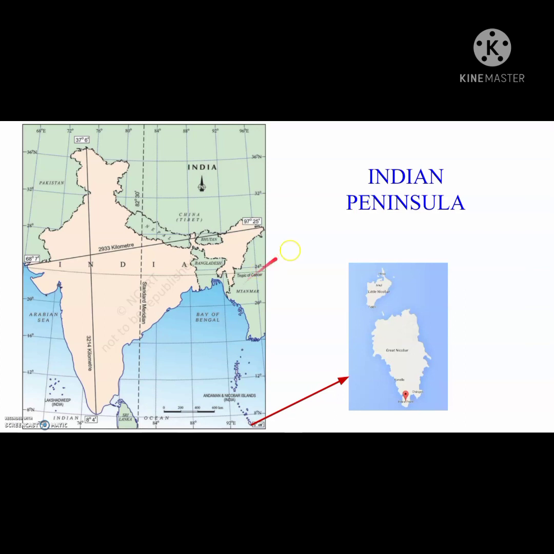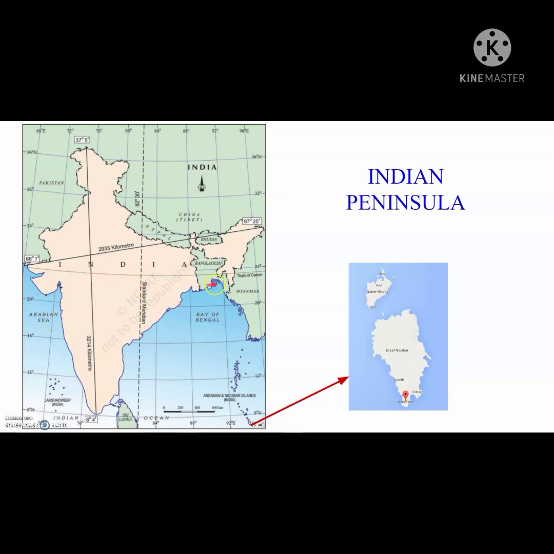Why do we often use the term Indian Peninsula? India is surrounded by water on three sides and land on one side, so it is called a peninsula. For example, India is surrounded by the Bay of Bengal on the east, the Indian Ocean on the south, and the Arabian Sea on the west.